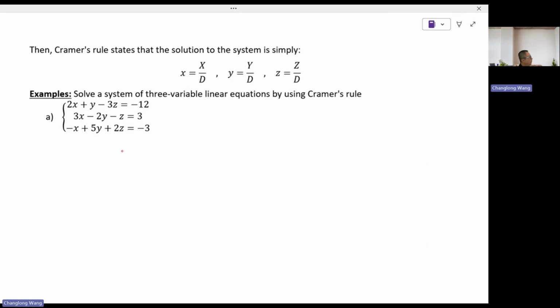And again, like I said, for questions like that, you do get points for setting up those determinants correctly, not for the tedious work of getting them worked out. Okay.